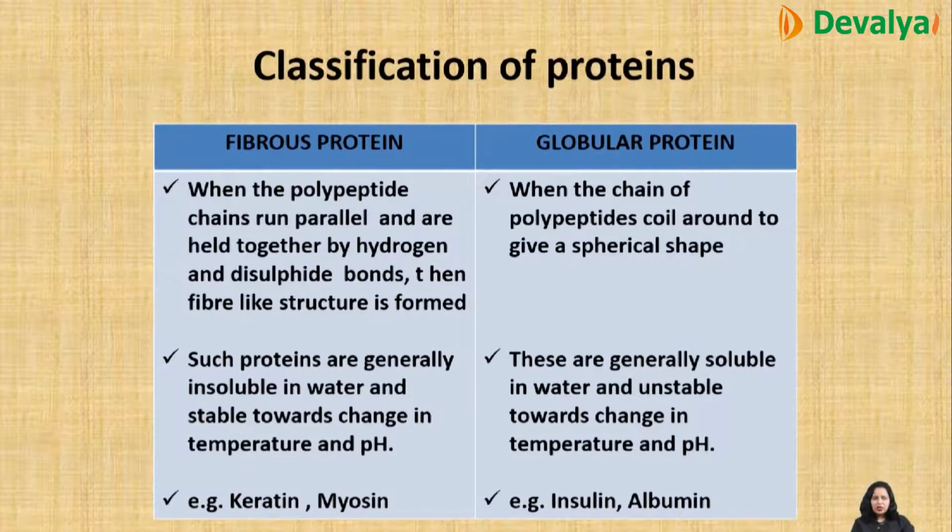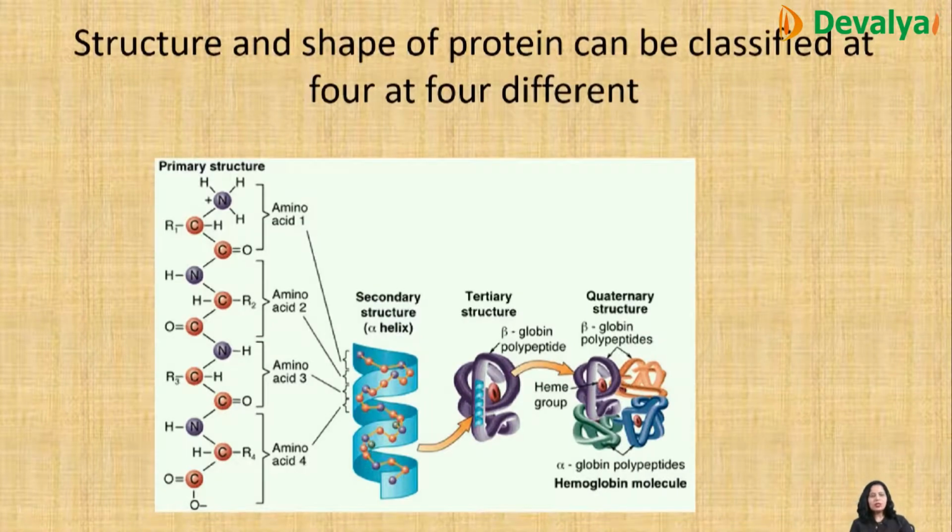Now, if the straight chain is there and if the coiled chain is there, the straight chain will be insoluble in water because the bonding will be strong and they will be stable toward changes in pH and temperature. While in the case of globular protein, they are soluble in water and they will be unstable toward changes in pH and temperature. Fibrous protein examples are keratin, myosin, and globular protein examples are insulin, albumin, etc. Now, this is the structure and the shape of protein which can be classified at 4 different levels.